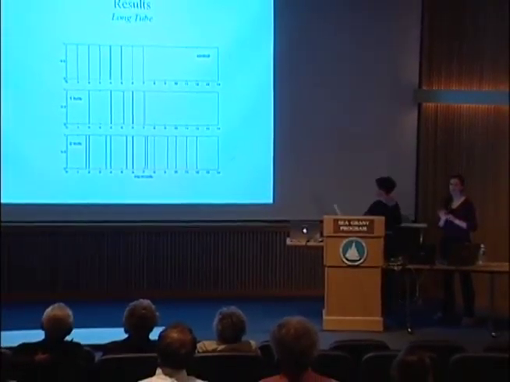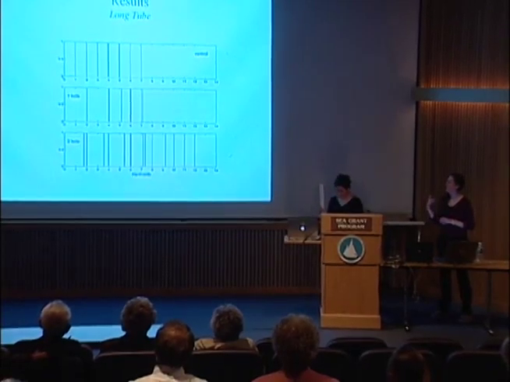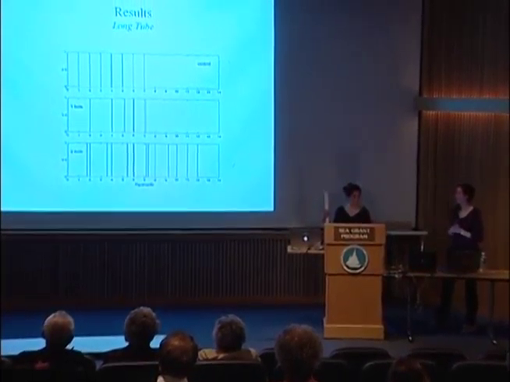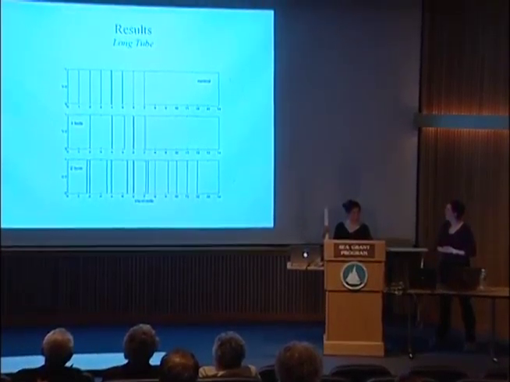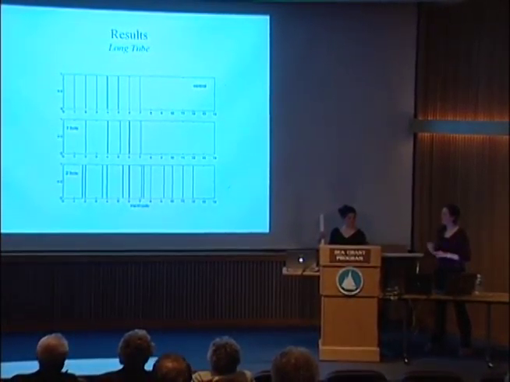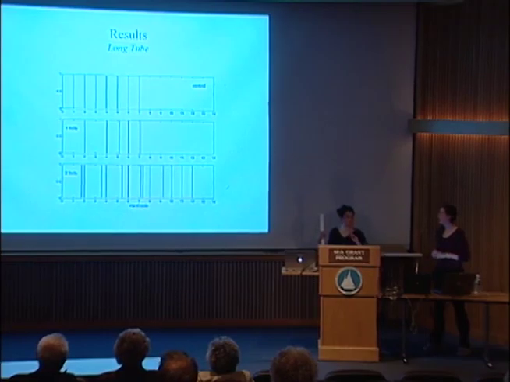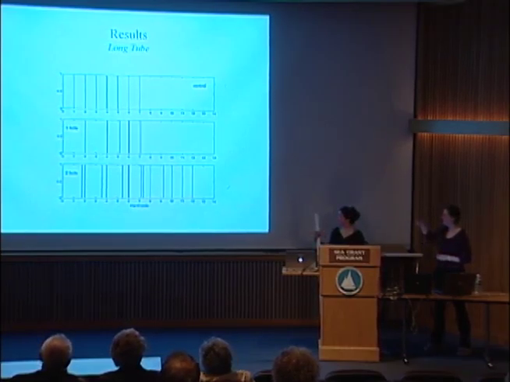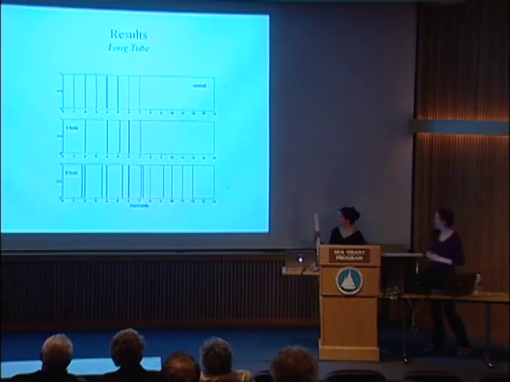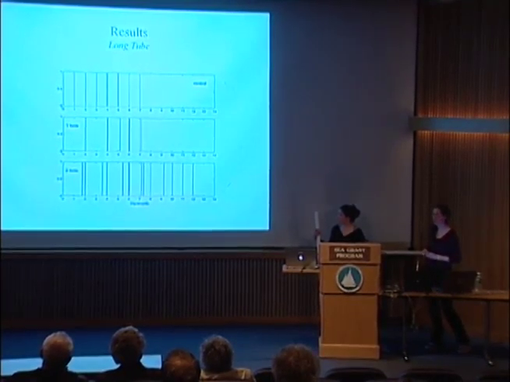Then for the long tube, for the control, which is the first graph, we saw the presence of seven different harmonics. But then when we added the first hole, which was exactly in the middle of the tube, the lower odd harmonics were eliminated, which is what we expected to happen. But then when we added the wide hole, we saw a strange effect.